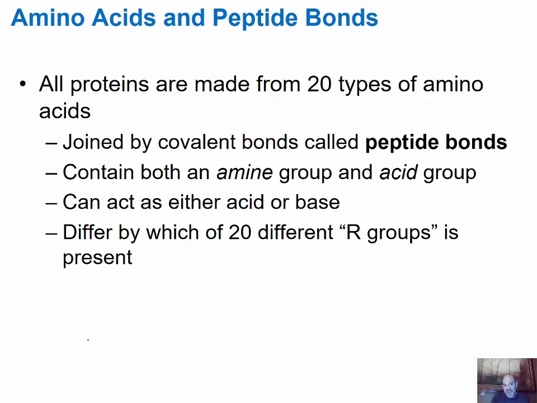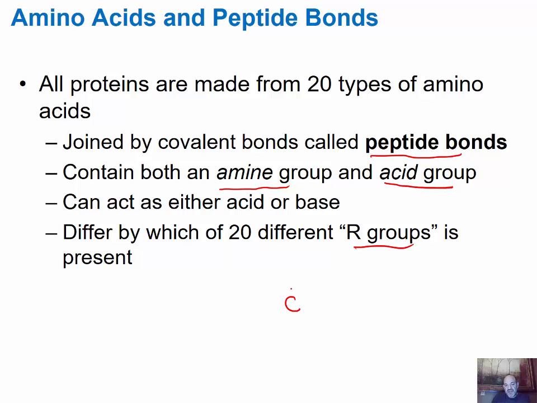So all proteins are made up of 20 types of amino acids. The amino acids are joined by covalent bonds called peptide bonds. The amino acid contains an amine group and an acid group. It's actually a carboxyl group that has an acidic nature to it, which means it can give up protons to solution. So they can act as either an acid or a base. The 20 amino acids differ by their R group.